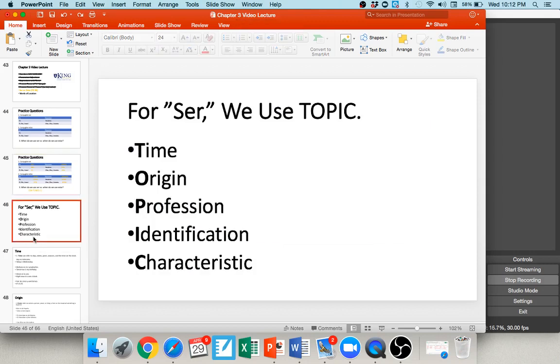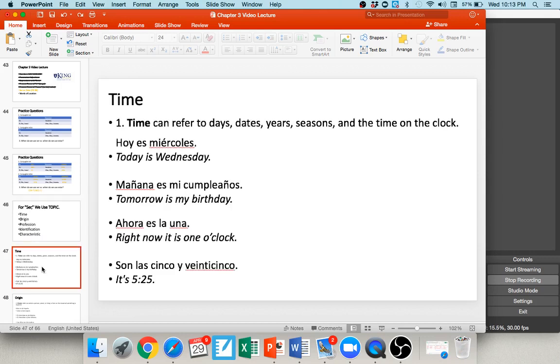So for ser, we use the acronym TOPIC, T-O-P-I-C. Each letter of TOPIC stands for something different. The T in TOPIC stands for time. The O refers to origin. The P, profession. The I, identification. And the C, characteristic. So let's start with time.